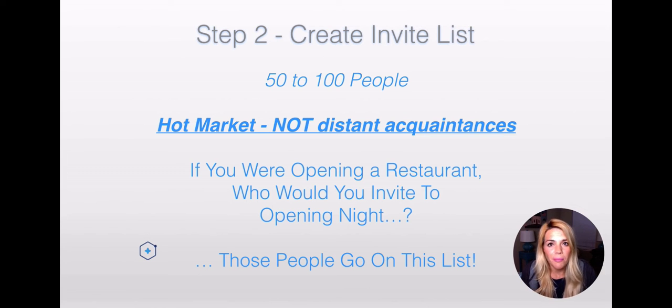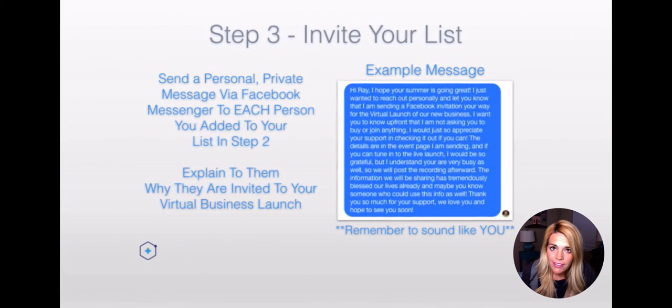So the next step, number 3, is to invite your list. Now, what you're going to do is you're going to send a personal, private message to each and every person that is on your invitation list. Of course, we have the invite itself, the event page that we created in Facebook, and we will be sending that out to everybody. But a lot of times on Facebook, people are setting up so many events that unless somebody gets a private message letting them know they've been invited to an event, they may completely miss it. So you want to send a private, personal message to each person on your invitation list.